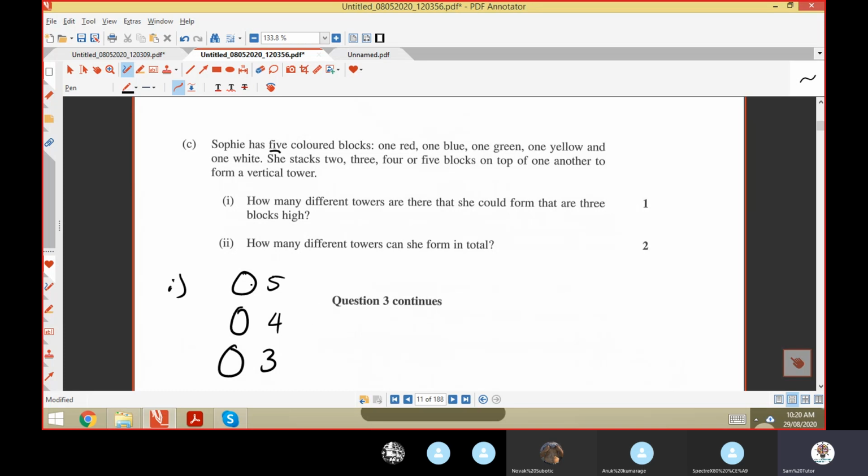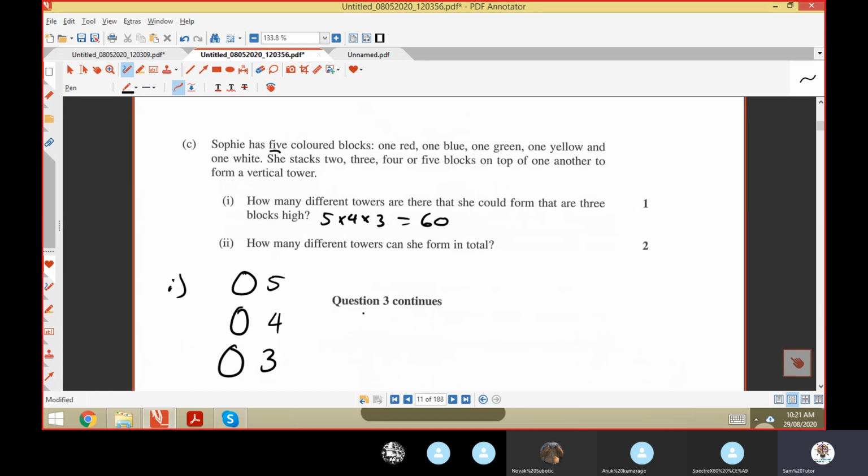Which makes sense. It could be red, green, blue. It could be red, blue, green. It could be red, yellow, white, red, white, yellow, blah, blah, blah. You get the idea. So this, you know the ones you guys seen? This is a 5-letter word. Make a 3-letter word. This is exactly the same thing. 5 times 4 times 3. That's it. Which is 60.